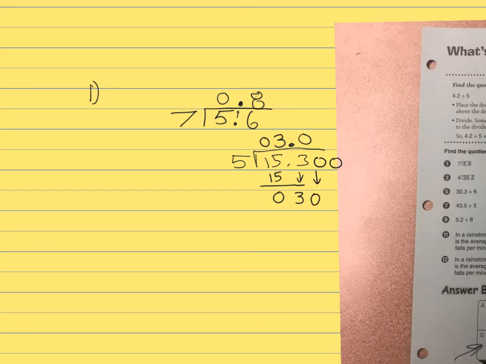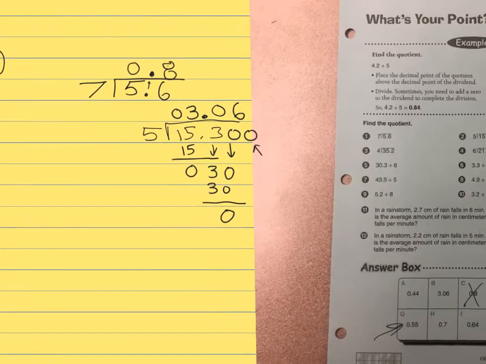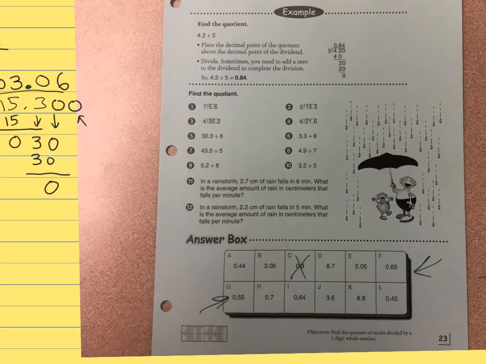Does 5 go into 30? Yes, it does. It goes into it 6 times. 5 times 6 is 30, and there is 0 left over, and I have no more numbers over here. There is no more, so we're done. So the answer is 3.06. Is there a 3.06? There is a 3.06.